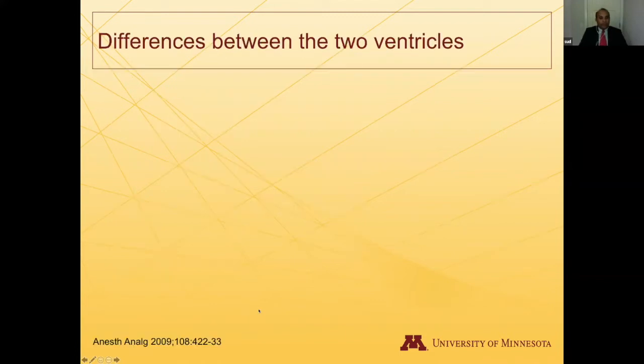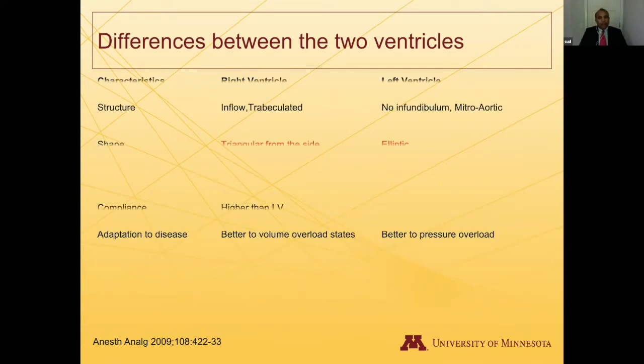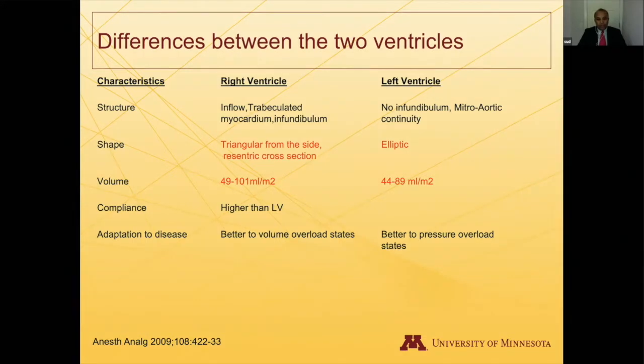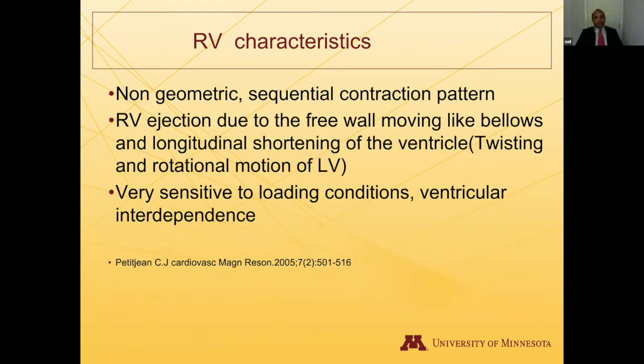What are the differences between the two ventricles? Why is the RV more susceptible to damage? As you can see in this slide, the thickness of the right ventricle is smaller. It has a much higher volume and higher compliance. It adapts better to volume overload states as compared to pressure overload states. And owing to a lot of anatomical peculiarities, it's much harder to manage if it fails in the perioperative setting. So those are some of the other characteristics of the RV.